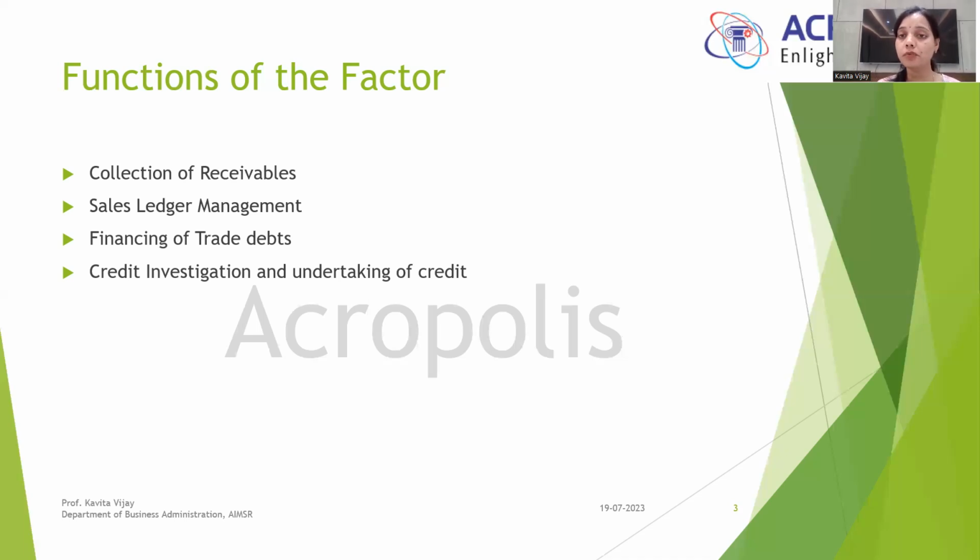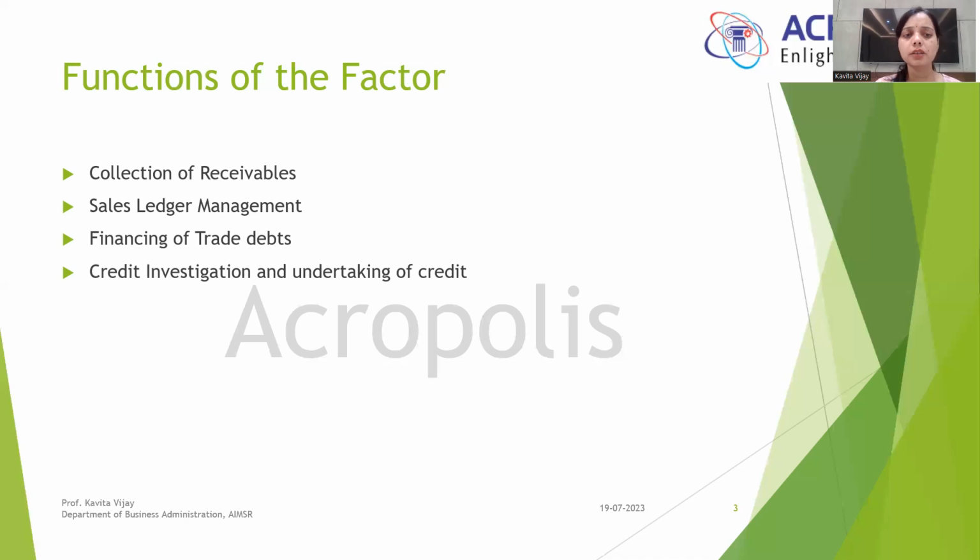The next function is financing of trade debt. This is a very important function of factoring, where the factor company provides finance to the seller company. The factor company purchases all the trade debts of the seller company and provides an advance amount against the trade debts. That depends on the quality of the customer also.